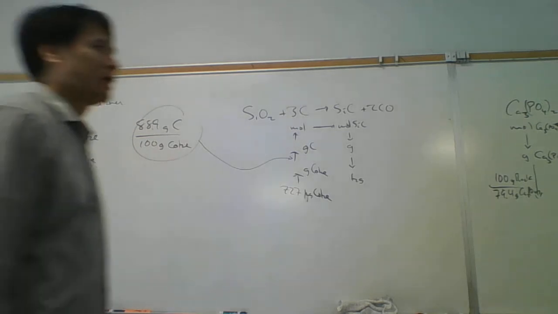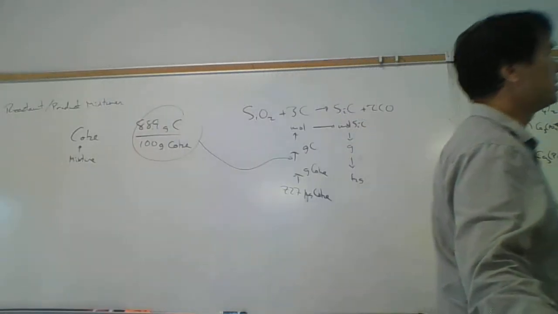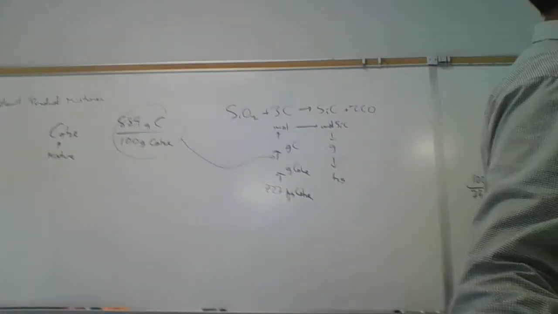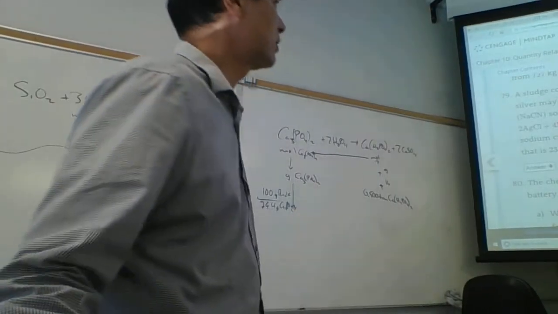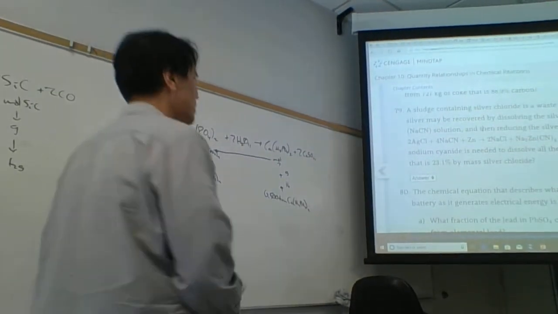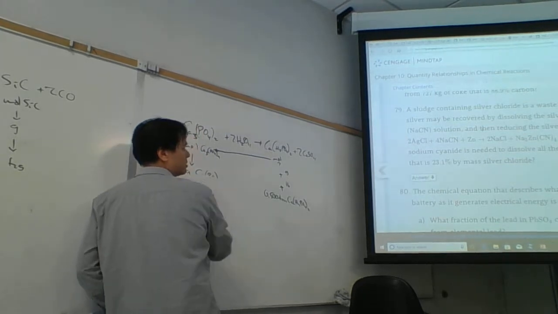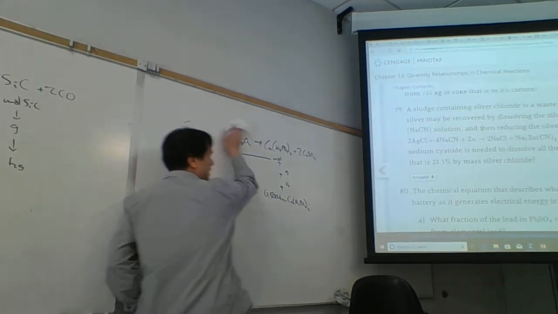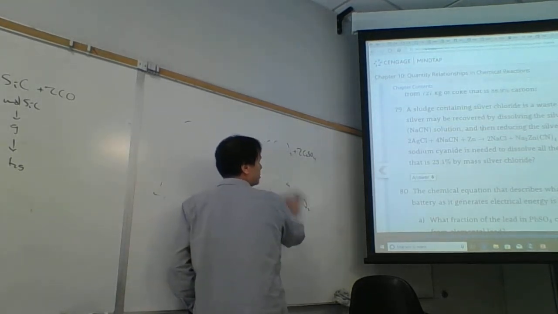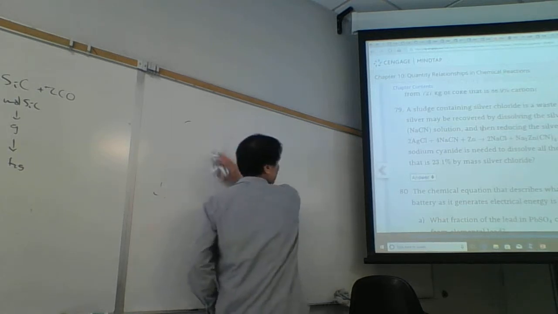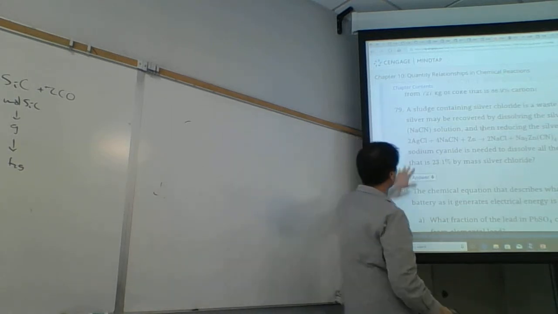Let's look at number 79. A sludge containing silver chloride is a waste product from making mirrors. The silver may be recovered by dissolving the silver chloride in a sodium cyanide solution and then reducing the silver with zinc. The overall equation is, so this is a combination of redox and Lewis acid base, actually.